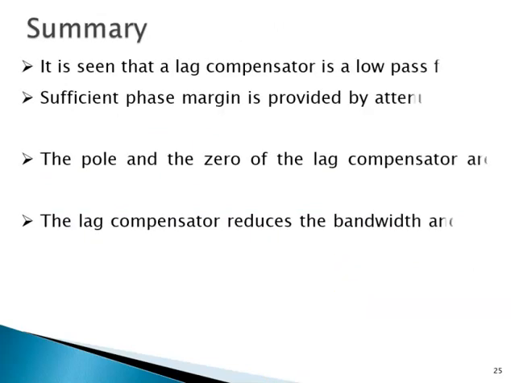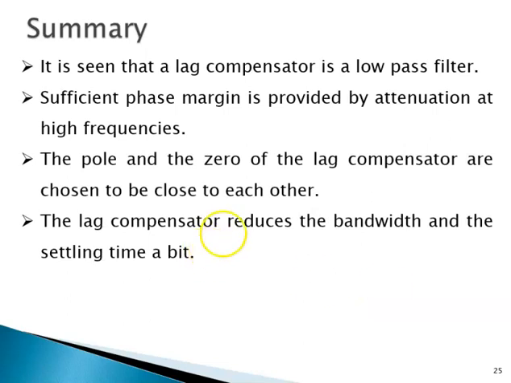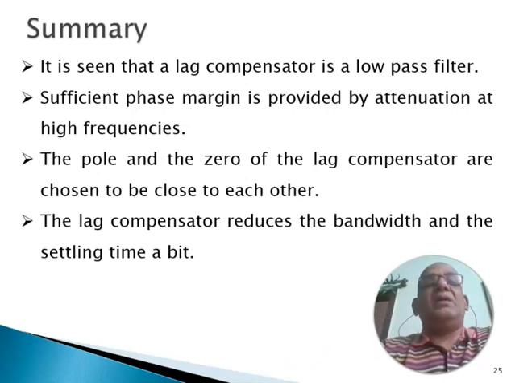And thus, we have the summary as shown here. A lag compensator is a low pass filter. It gives sufficient phase margin, and the pole and zero of the lag compensator are chosen close to each other. The lag compensator reduces the bandwidth and the settling time in a little way. That is, settling time becomes more and bandwidth becomes less, which is okay from a noise perspective, but it is all the same a trade-off. We need to do a little bit more work, but that is not expected here.